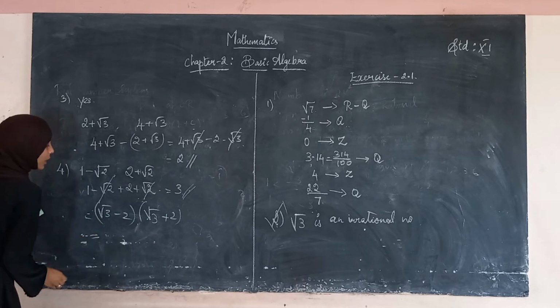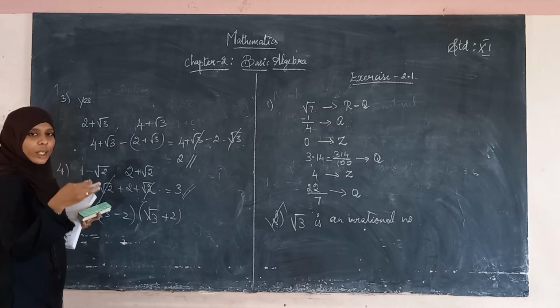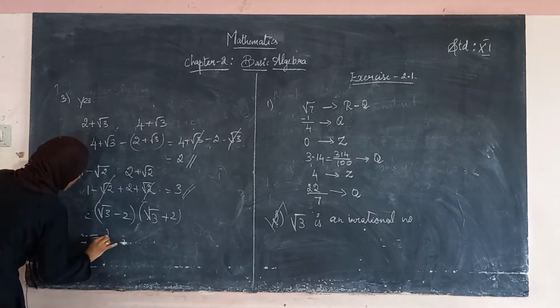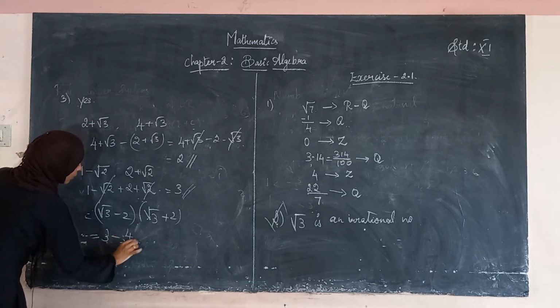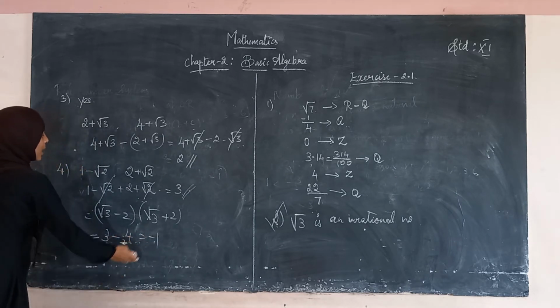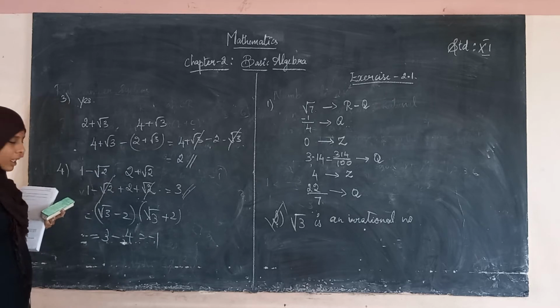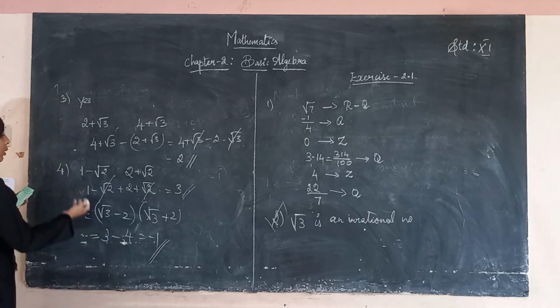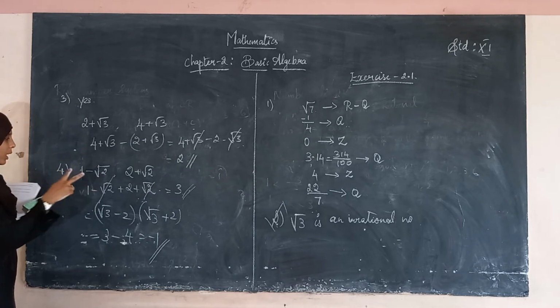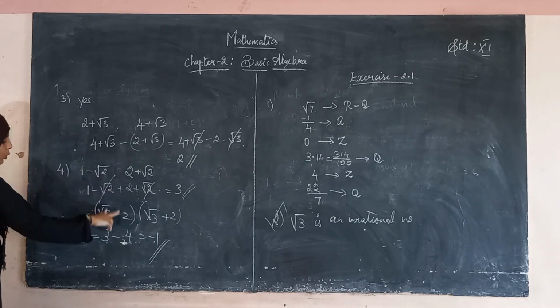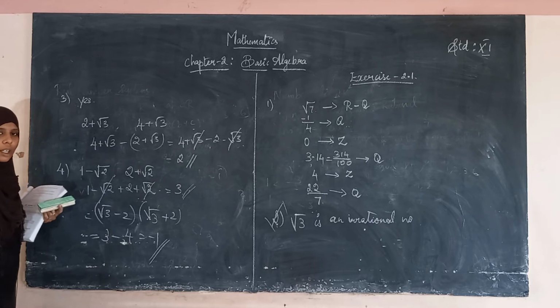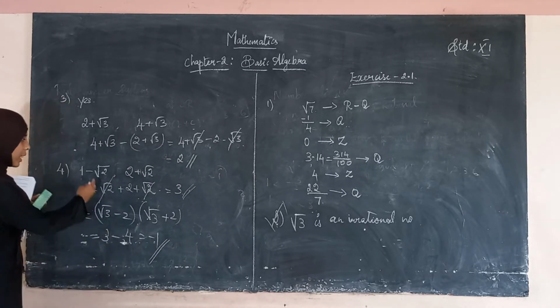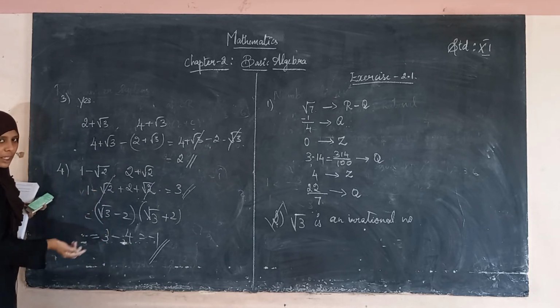This is equal to root 3 square, which is 3, minus 2 square, which is 4. That is equal to minus 1. That is, we are arriving at a rational number, minus 1 divided by 1. This is a rational number, right? Therefore, we have found two irrational numbers for sums, and also two irrational numbers for product. Not only these elements, we can take some other elements also.